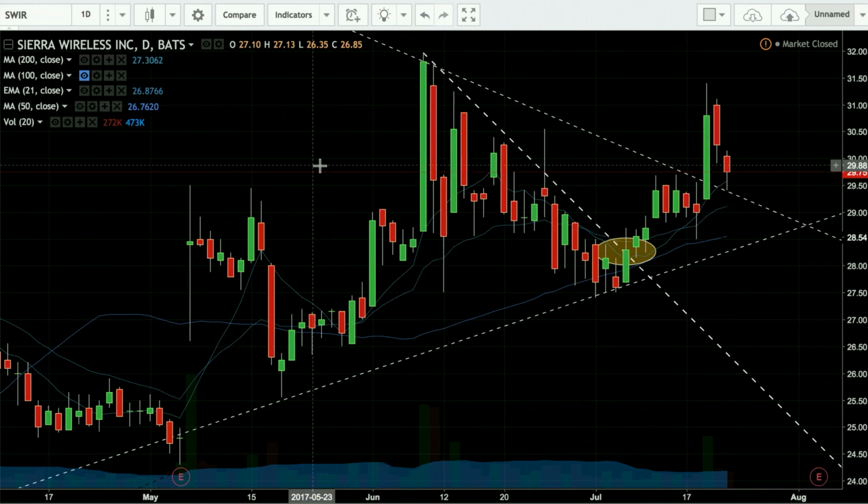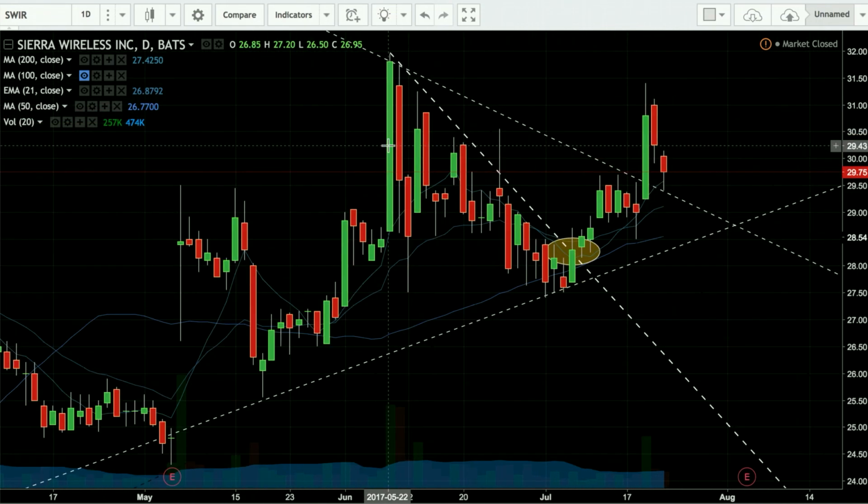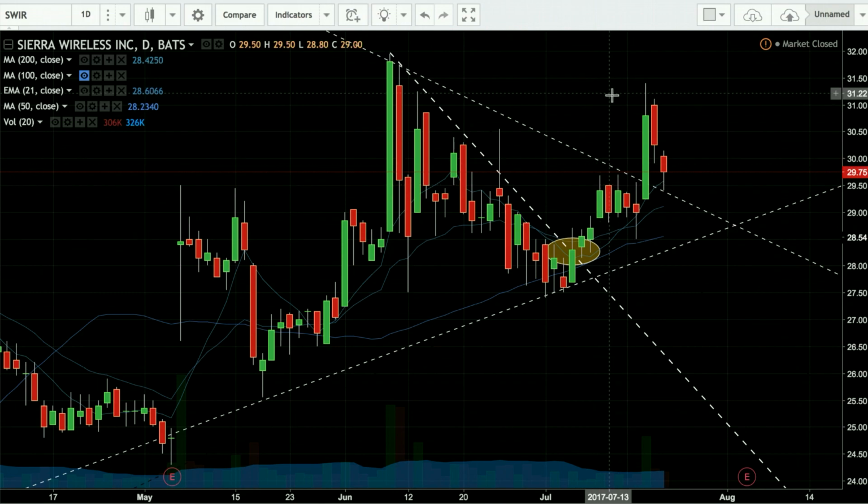All right, and that's what we're going to continue to look for, because they are tight risk entries, and they give explosive moves. All right, so now you know what to look for.